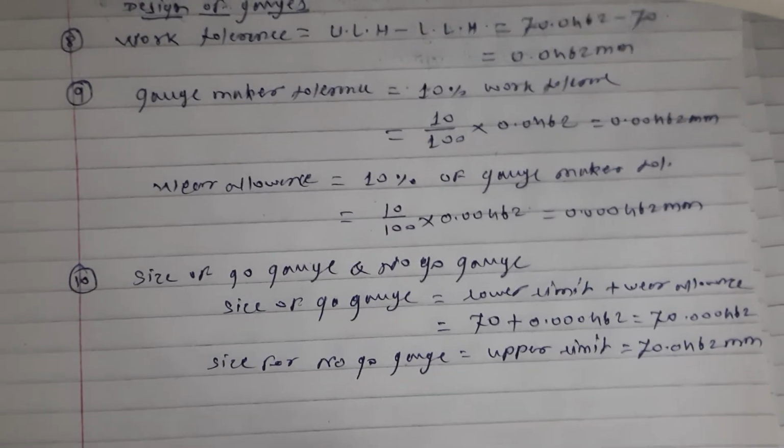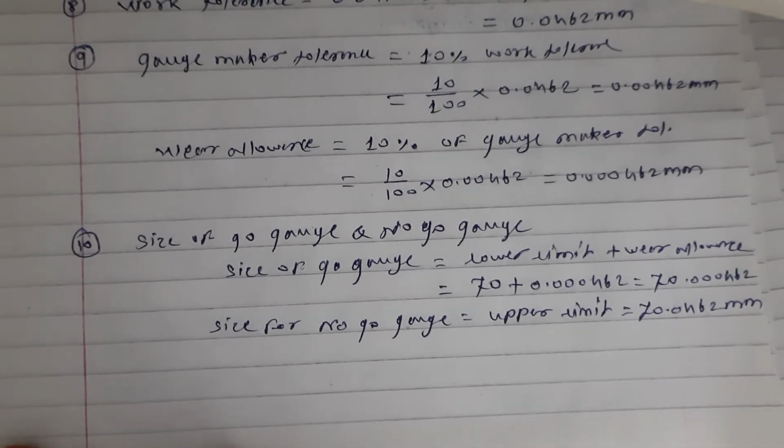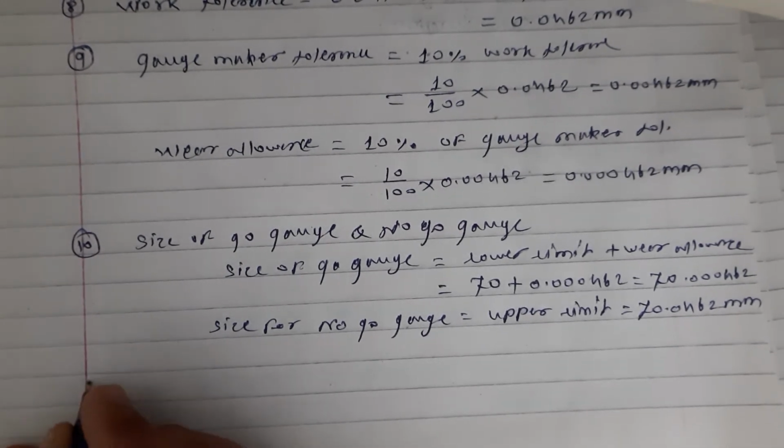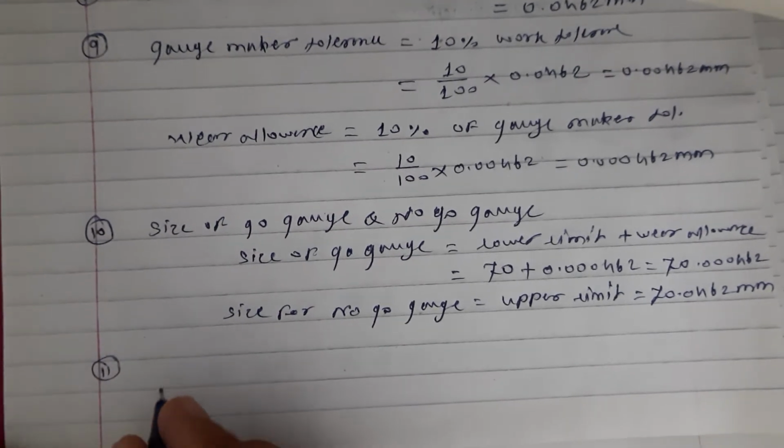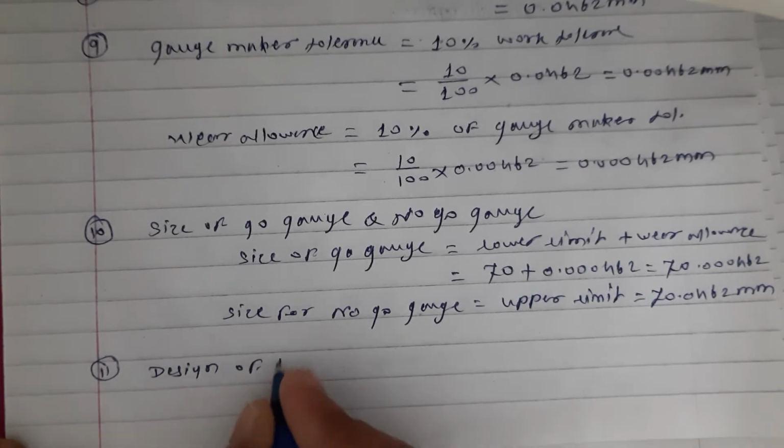We have calculated both sizes. Then we have to decide the tolerances. What do we want to calculate? Design of plug gauge. This is the last step. We want to remember these steps.